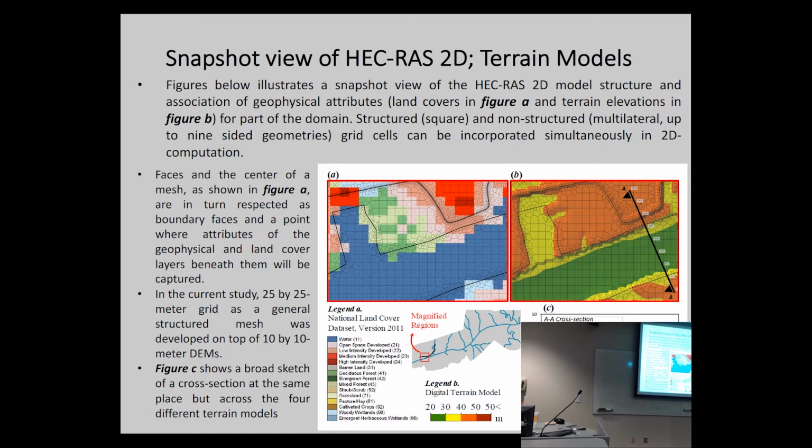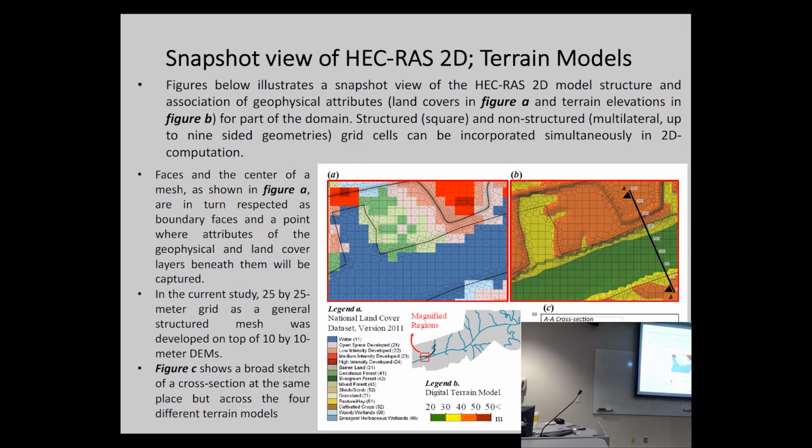Back to my HEC-RAS study, that's the snapshot view of how I can engage land cover with the DEM. On the right side, you see a snapshot view of a DEM at this portion that is nearby North Fork levee, that is this one.